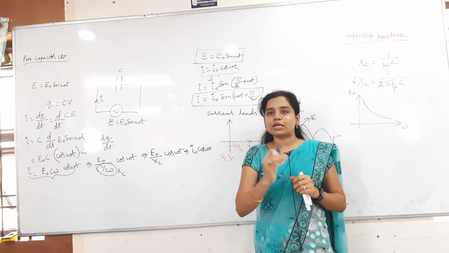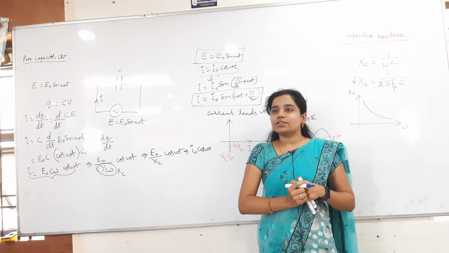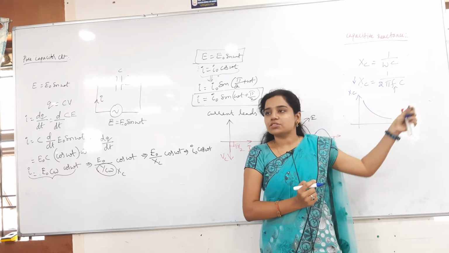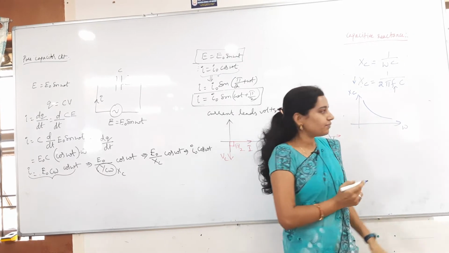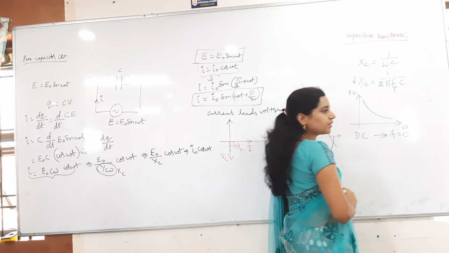I think 2 or 3 capacitor problems were there. I said capacitor will block the DC, in that there will be no current. So why will it block? This is the reason. What is the reason? For DC, the frequency is equal to how much? Frequency is 0 for the DC.